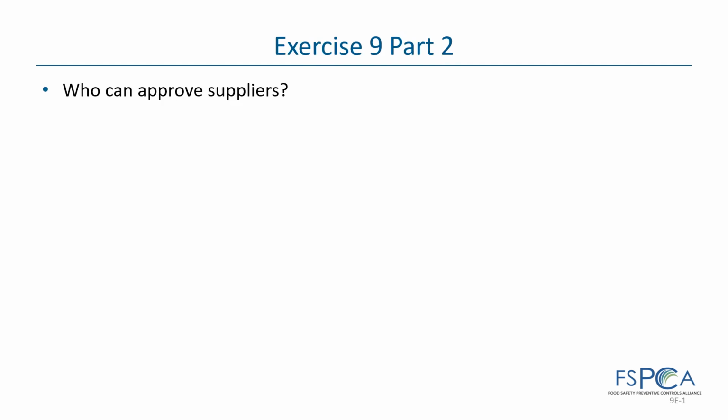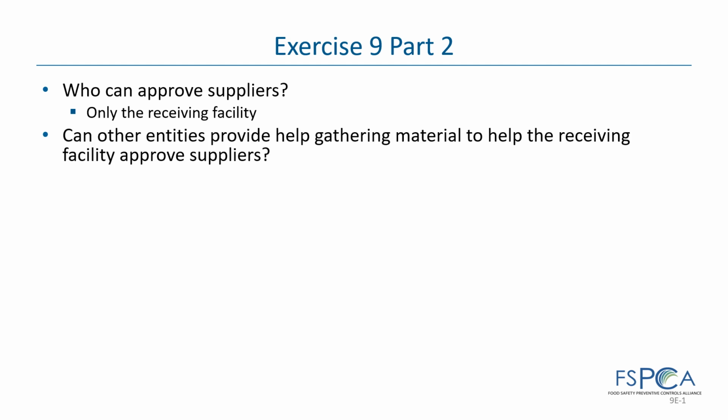So here we are at exercise 9, part 2, and this is just a question and answer session. So I'm just going to talk through each of these questions and each of these answers, and as I pose the question, I'd like you to ask yourself and see if you can answer this question. If that means you need to pause in between, please feel free to do that. So the first question is, who can approve suppliers? Answer? Only the receiving facility, okay? They're the only ones that can ultimately make that decision. Can other entities provide help gathering material to help the receiving facility approve suppliers?